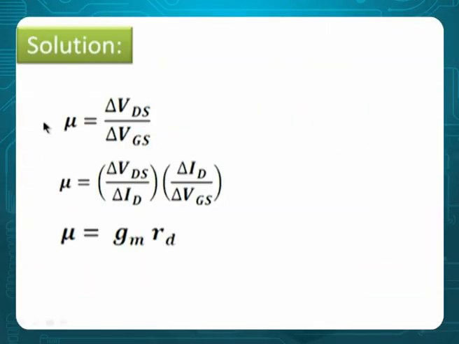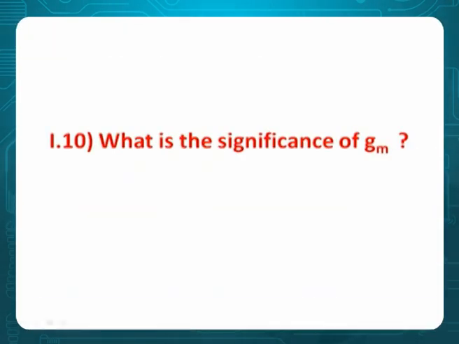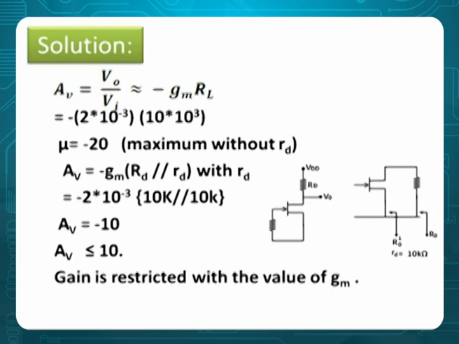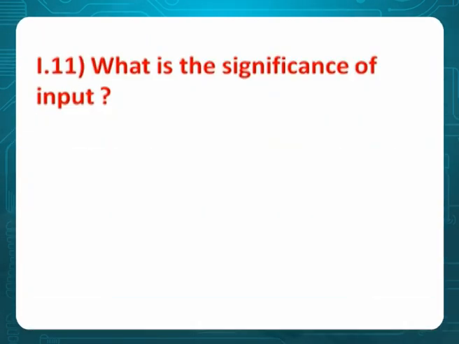Calculate mu. Mu is GM into RD. So suppose GM is 2 milliamperes per volt, RD is 10 kilo, so roughly this value is 20. That's the calculation of mu. Mu is 20. What is the significance of GM? Let me say that. If you see GM in any voltage amplifier, gain is GM into RL. If GM changes, gain changes. So gain is restricted with the value of GM.